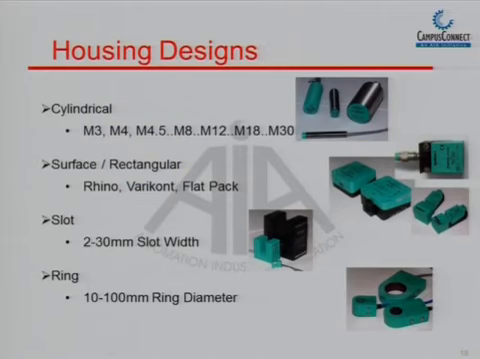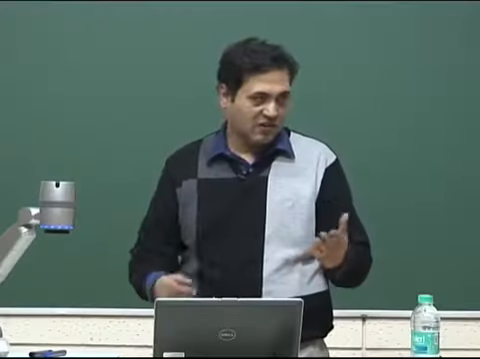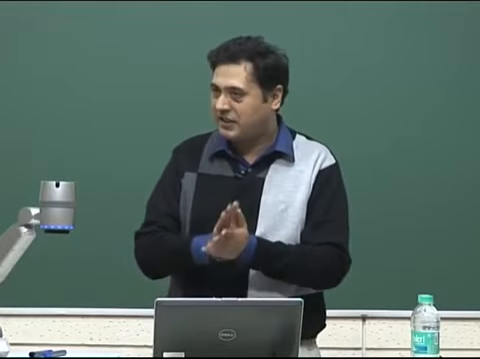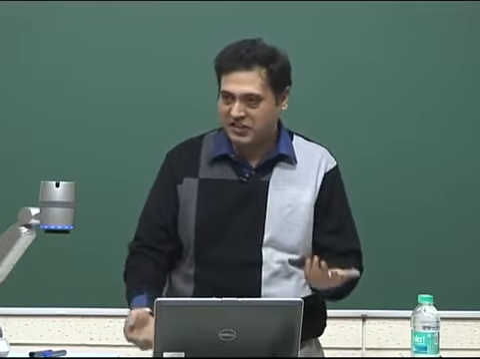These sensors, what we call inductive sensors or proximity sensors, commonly used, come in different housings. They can be either cylindrical, square or rectangular shape housing, slot or ring. The basic construction and basic working principle of all inductive sensors are the same. It is only the housing that is changing, right.